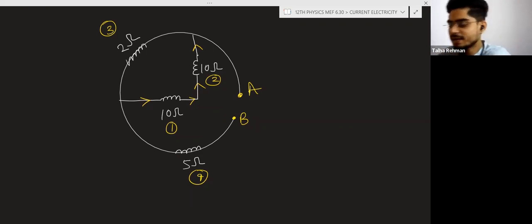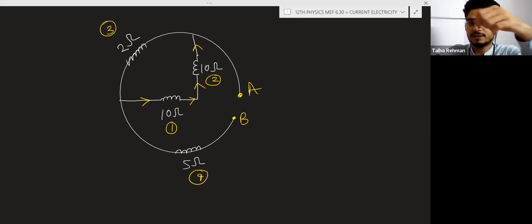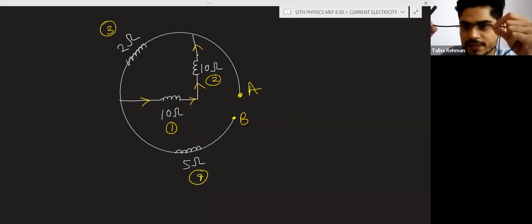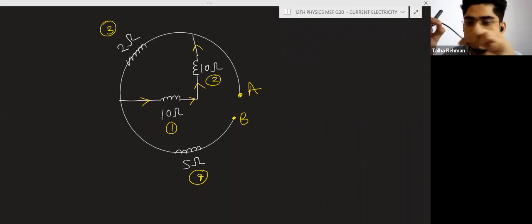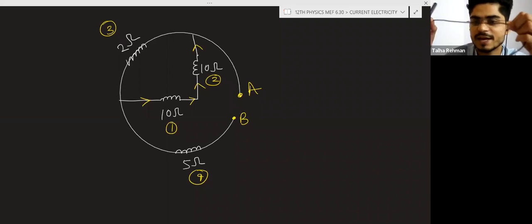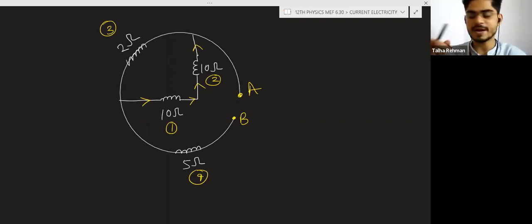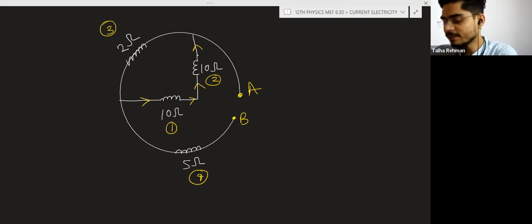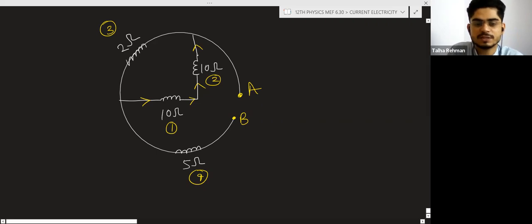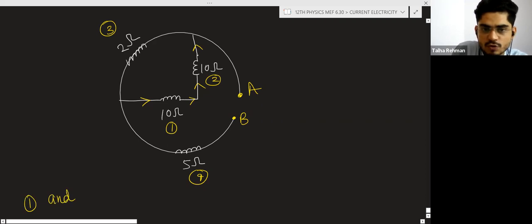Two resistances are connected, and I am telling it again, so don't get confused. Suppose this is a portion of the wire and one resistance is connected here and one resistance is connected here. Now I have simply bent it like this. If you are bending the wire, you are not producing branches. That is why this 10 ohm and 10 ohm are in series. So you can write 1 and 2, meaning 10 ohm and 10 ohm connected in series.